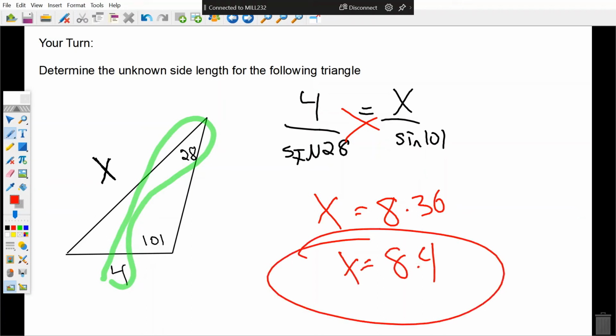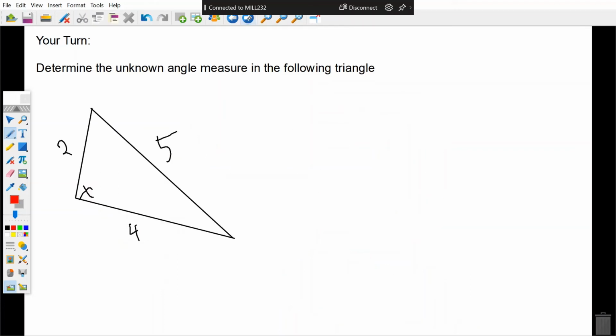Okay? Hopefully there was no issues with that one. It's just a mostly basic sine law. Next question. I will skip that one for now.